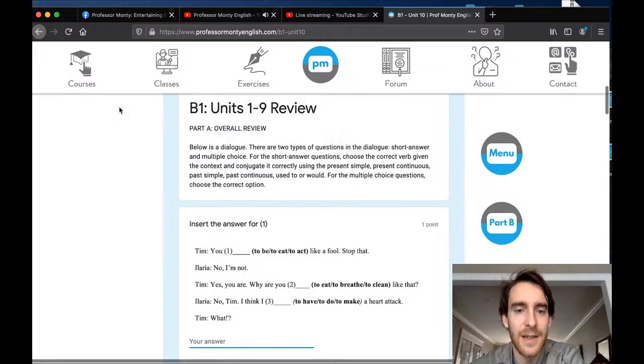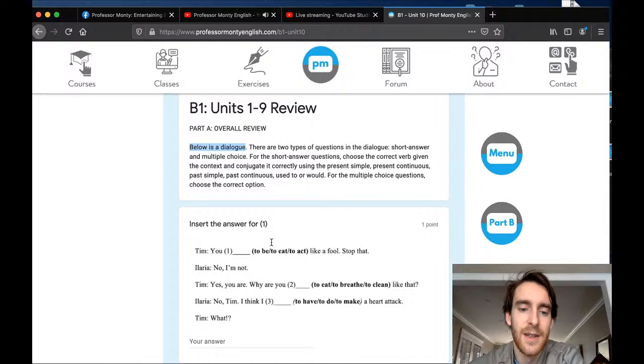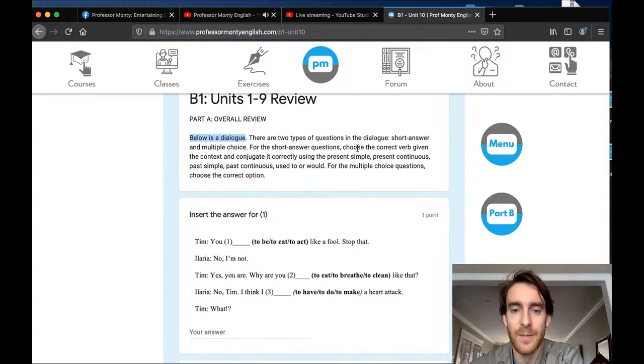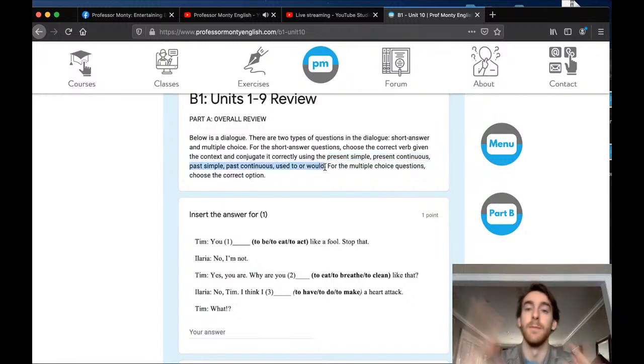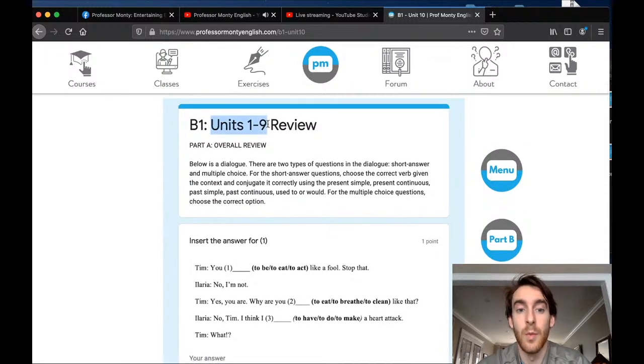So here, guys, we have a dialogue below, and there are two types of questions, okay? There are short answer questions and multiple choice questions. For the short answer questions, what you have to do is just choose the correct verb and conjugate it using present simple, present continuous, past simple, past continuous, used to. So it's a big mixed exercise. And then you'll also have some vocabulary from units 1 through 9 in this little test.